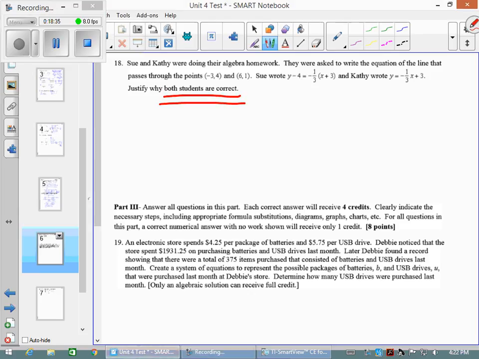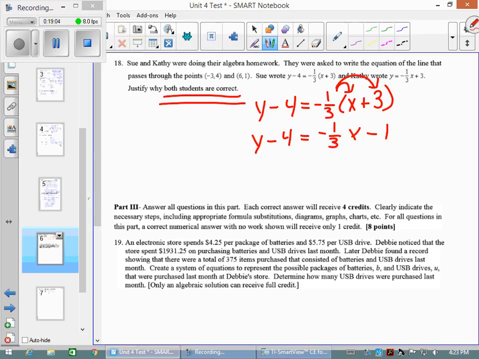So if I take Sue's equation, y minus 4 equals negative 1/3 x plus 3. If I take this negative 1/3 and I distribute it, this side didn't change, so I have y minus 4 equals negative 1/3 x, and then minus 1. Negative times a positive is a negative. So if we look at this, we still don't have that to be the same.